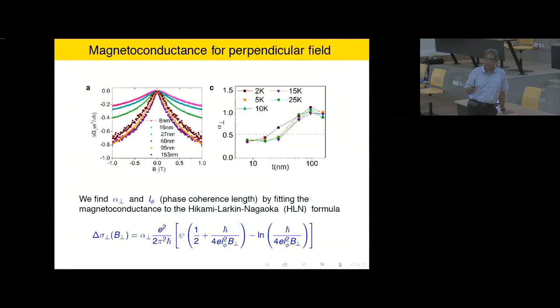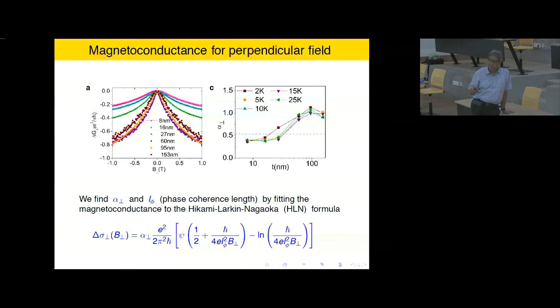Okay, so now let me show you the data. So this is for a variety of thicknesses. Okay, so it's actually 8 nanometers to 150 nanometers. And this is a change of the conductance from the zero field value. So you can see in every case, as you increase the field, whether it's positive or negative, the conductance decreases. So that's negative magnetoconductance.